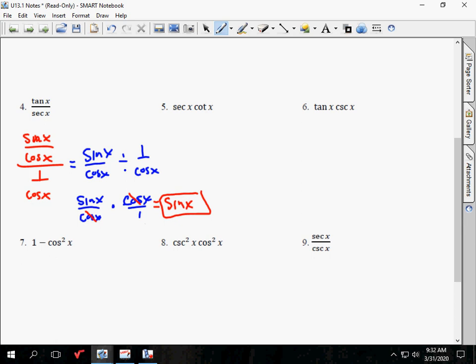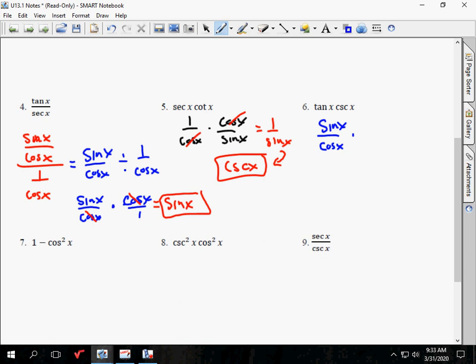And then multiply across, I get sine x. All right, number 5, secant is 1 over cosine, and cotangent is cosine over sine. If I cross cancel, I get 1 over sine, and 1 over sine is cosecant. So that's what it's going to turn into, just cosecant. All right, 6, tangent is sine over cosine. Cosecant is 1 over sine. Again, I could cross cancel. I get 1 over cosine, and 1 over cosine is secant.